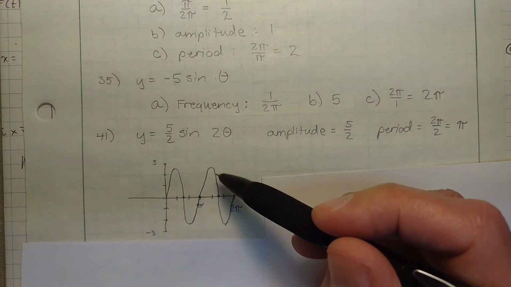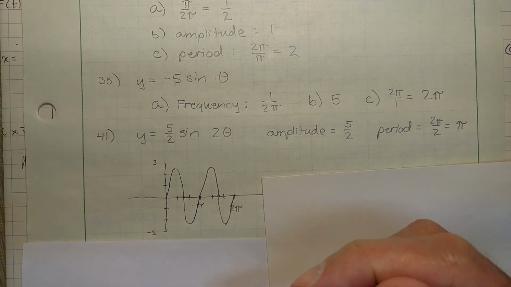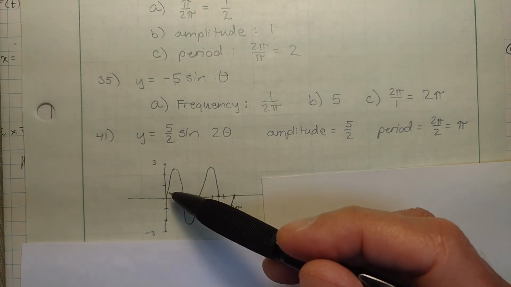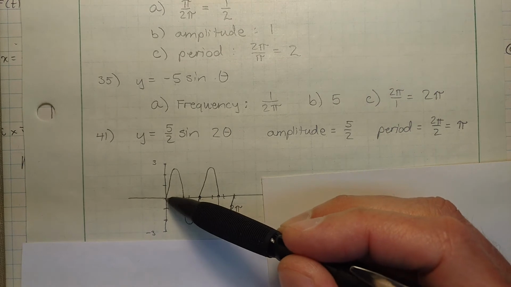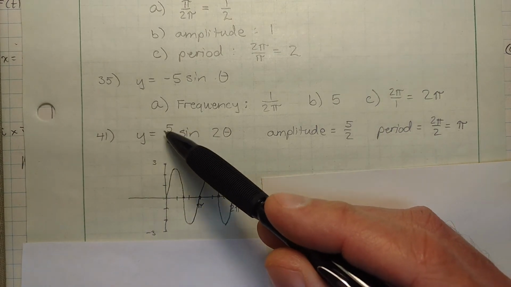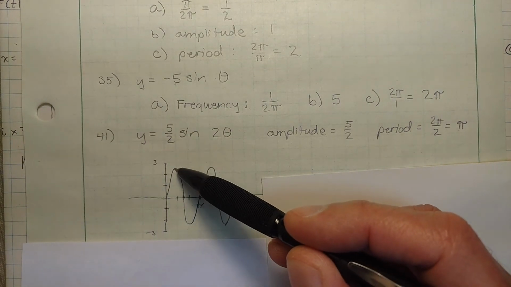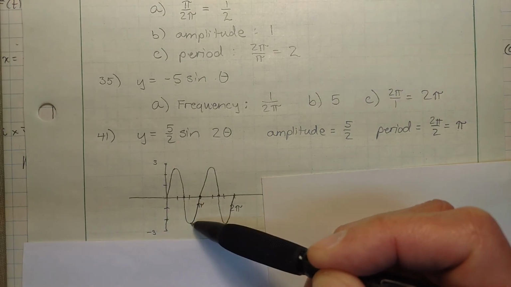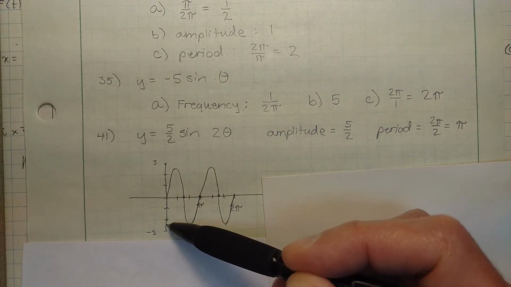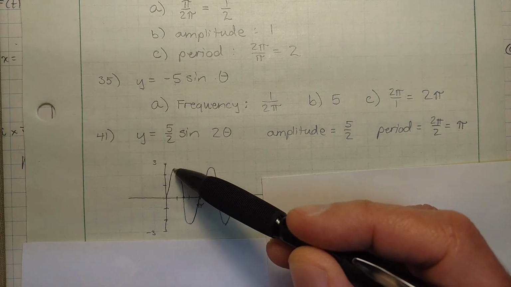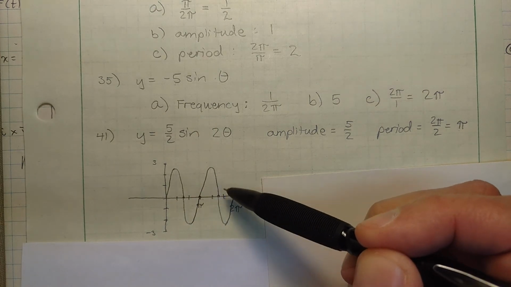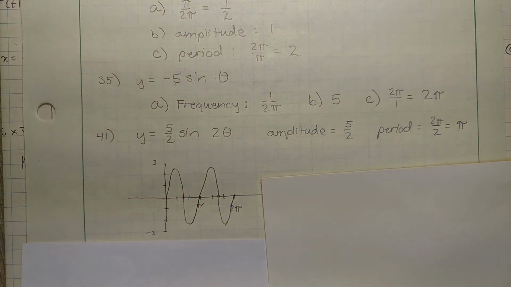Now all I have to do is make sure my Y scale is correct. For my Y scale here, it's going to be 5/2 or 2.5. So I know its peak has to be at 2.5, and its lowest point, its minimum, has to be at -2.5. So I just make sure it gets up to those values there. Just make sure everything's labeled nicely, and you have yourself your graph, just between 0 to 2 pi.